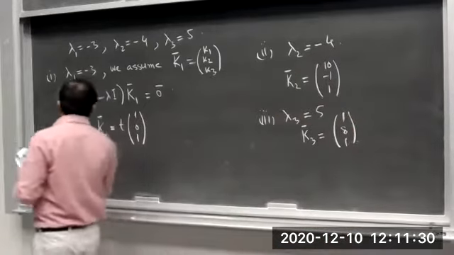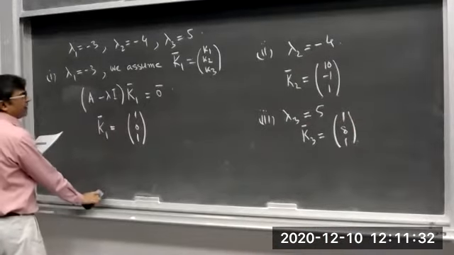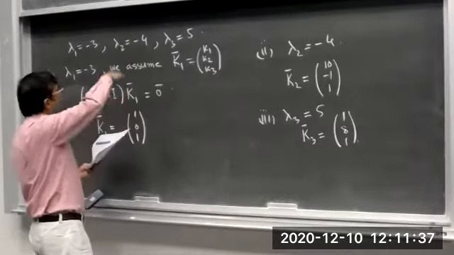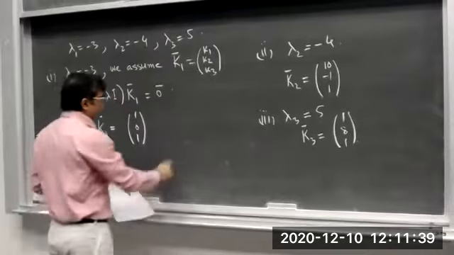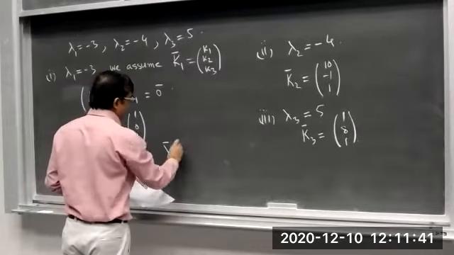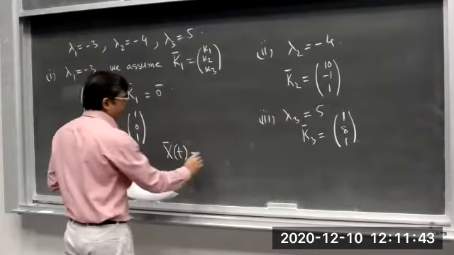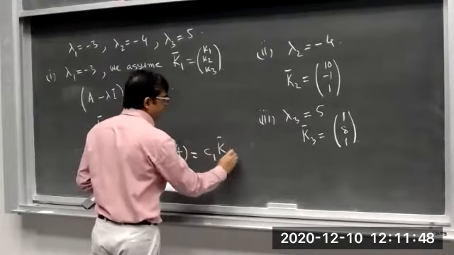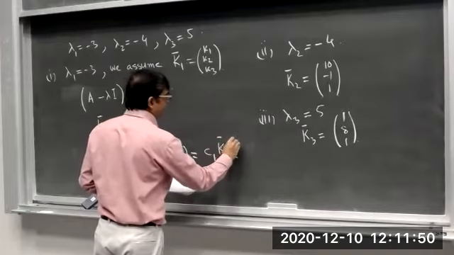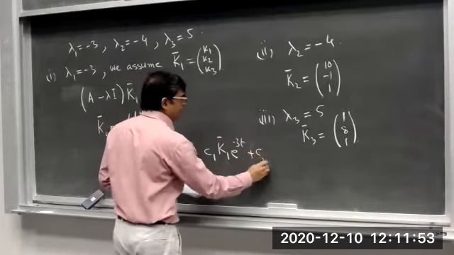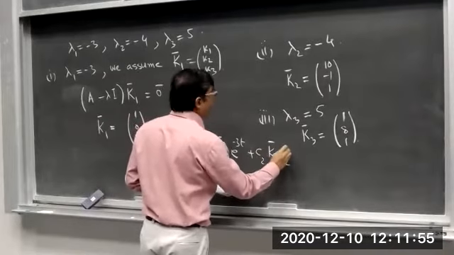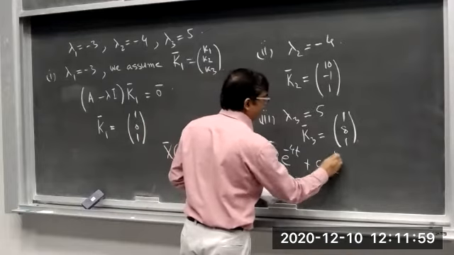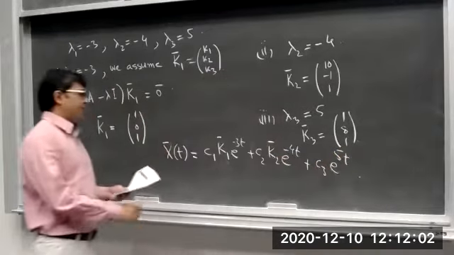So we don't need these constants, these parameters here. If we obtain 3 eigenvectors corresponding to 3 eigenvalues, which are real and distinct, we can write the general solution in this way: C1, K1, e to the power lambda 1, which is -3t, plus C2, K2, e to the power -4t, plus C3, K3, e to the power 5t. So this is your general solution.